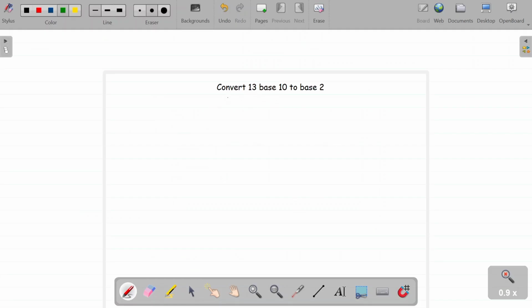So we're asked to convert 13 base 10 to base 2. So we don't know what 13 base 10 will be equivalent to in base 2, so I'm just going to say x. Now, how can we actually do this? It's actually pretty simple. We're just going to draw a line, and we'll draw another one here like that.